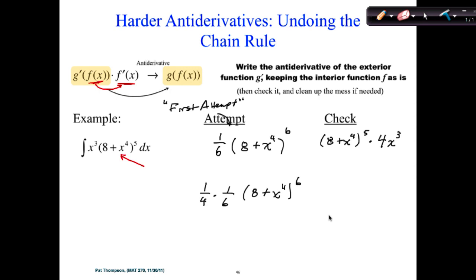Okay, and if you want to check it again, that's perfectly fine. Go ahead and do the derivative again and check it. But this is right. We can trust it, and then we can simplify it.